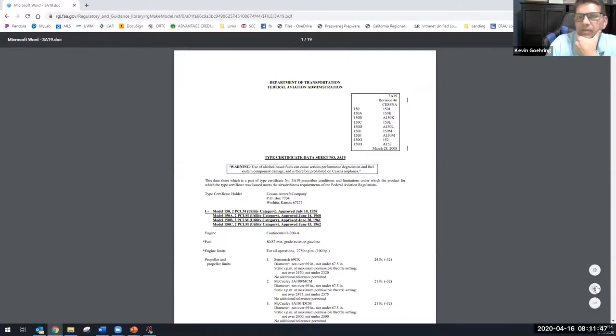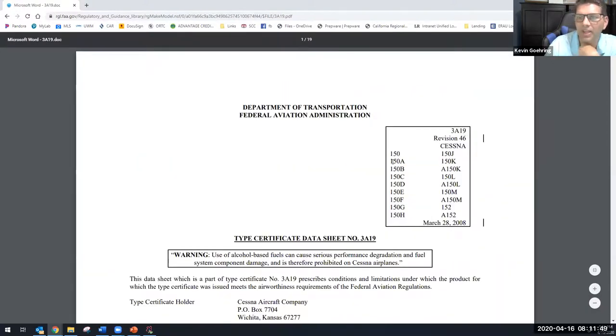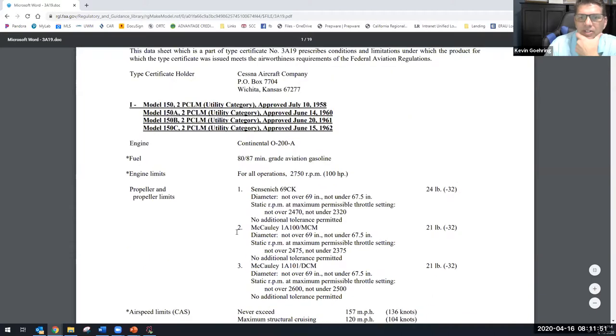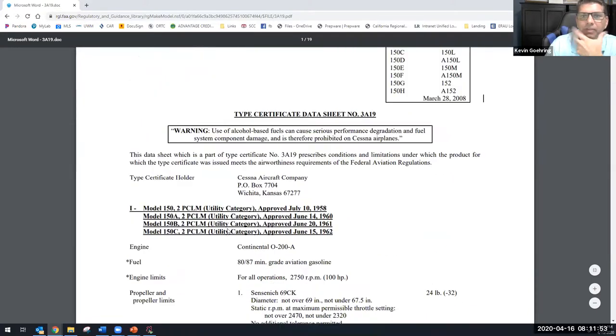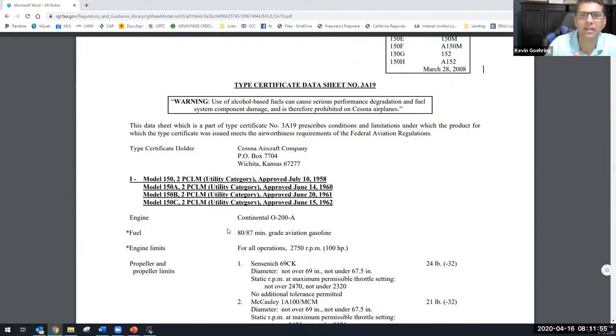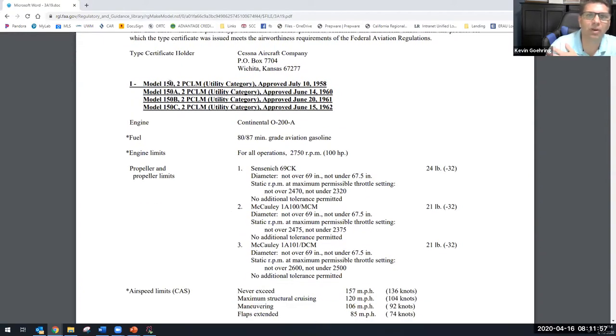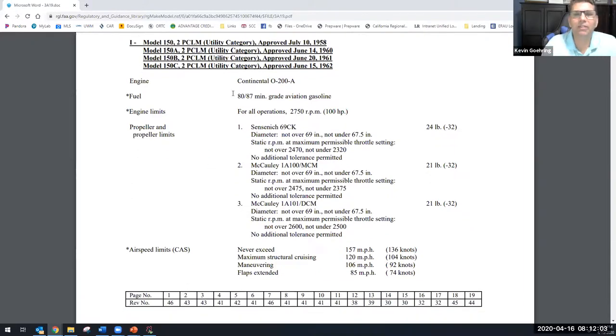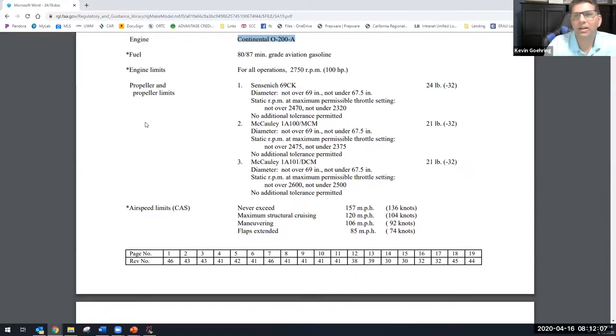Okay, so I pulled up a TCDS, a type certificate data sheet, for a Cessna 150. Here we go. This is the very beginning, and this is great information. The model 150, 150A, 150 Bravo, 150 Charlie, for this particular aircraft, was certified with a Continental O-200 engine. Right here, very first page, very first thing, they give me propeller and propeller limits.